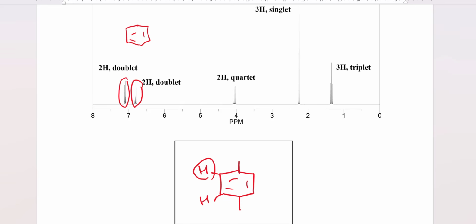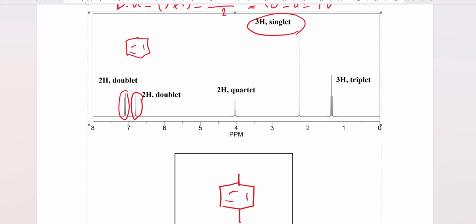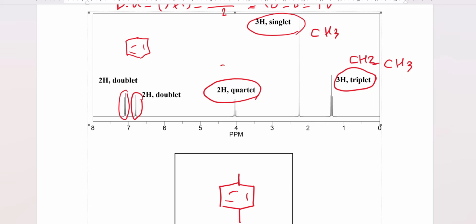Then let's see what groups we should attach to this benzene ring. We see a singlet with 3 hydrogens, so we just have a CH3. We also have a CH3 that is a triplet. When it's a triplet, it means the neighbor has 2 hydrogens. And we also see a CH2, which is a quartet, so the neighbor is CH3. So of course these two are the same ethyl group.